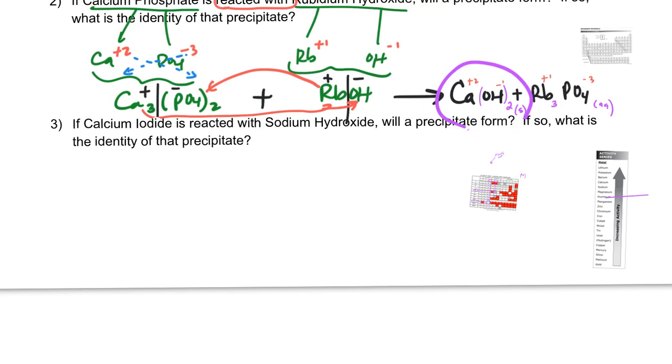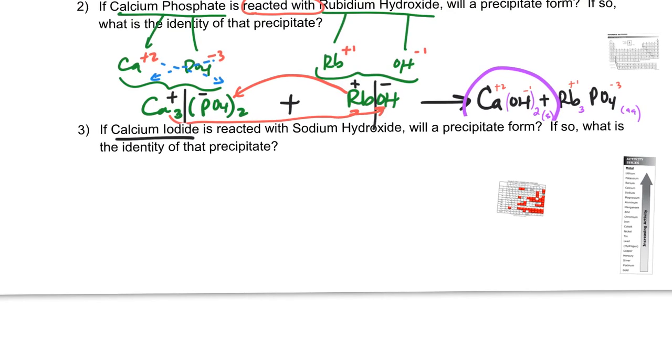Let me go ahead and erase some of this so we can see the problem clearly. The question asks: if you have calcium iodide and you react that with sodium hydroxide, is it going to form a precipitate? And if so, identify it. I'm going to give you a chance to do this on your own, and then I'm going to show you how to do it quickly. Go ahead and press pause, and I'll come back with the answer.